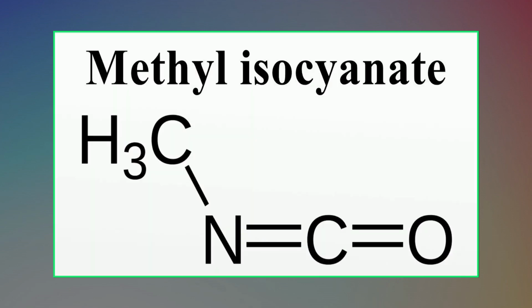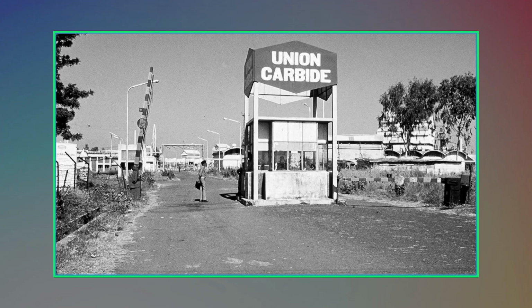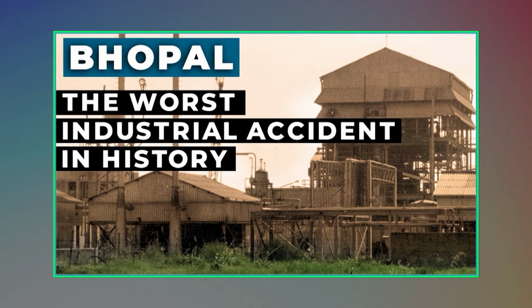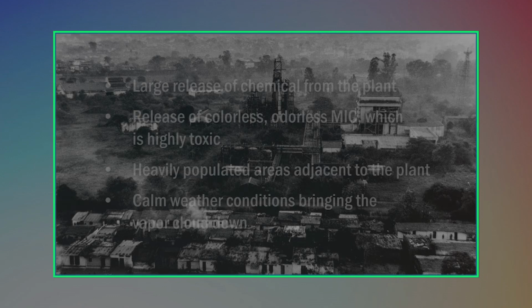MIC was a major component for the production of the pesticide Sevin by the Union Carbide factory at Bhopal. This incident, which we now refer to as the Bhopal gas tragedy, is one of the worst commercial industrial disasters in history. The outcome of the accident was a cumulative effect of the following 7 reasons.